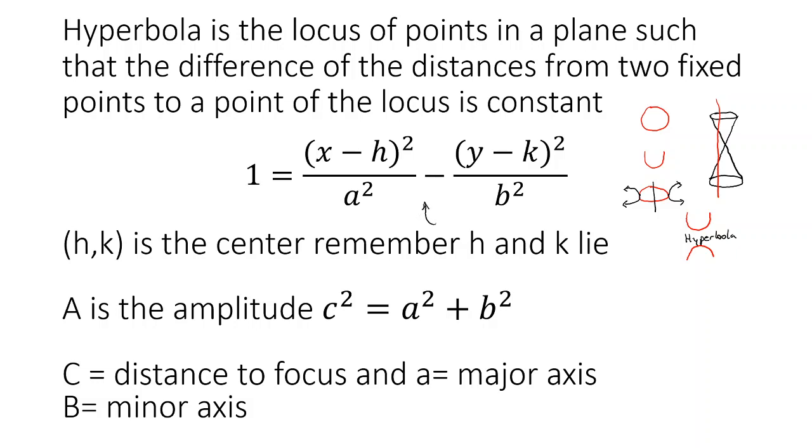The hyperbola is so close to the ellipse. You've got to be very careful, because the big difference between a hyperbola and an ellipse is that negative. Now, again, (h, k) is the center, but when we go to find the foci, we are going to use the equation a squared plus b squared equals c squared.